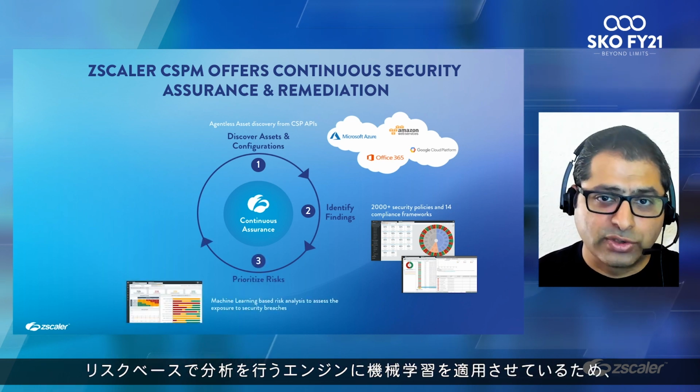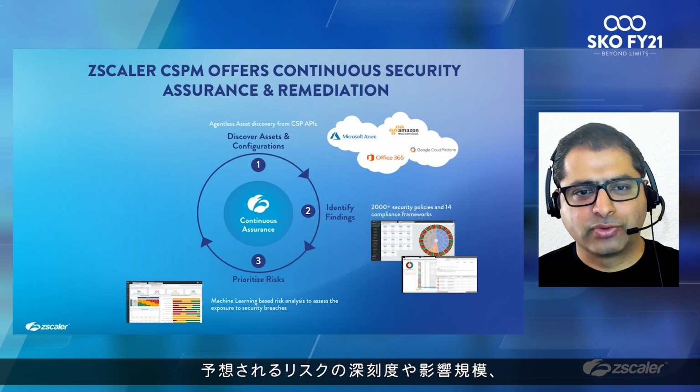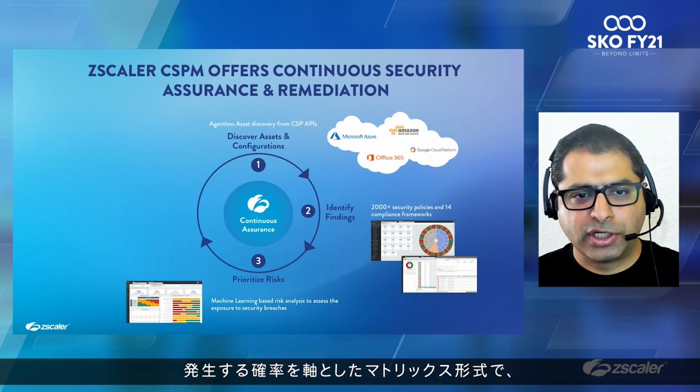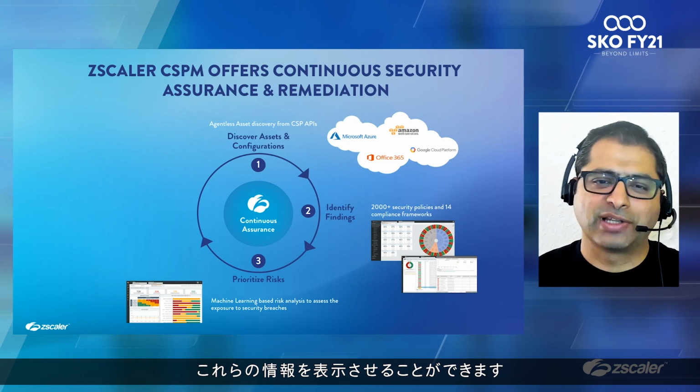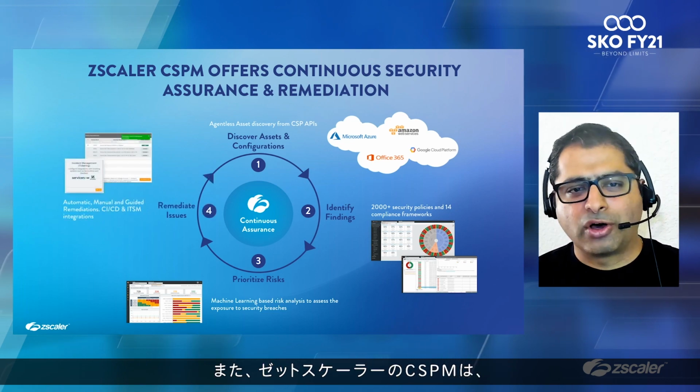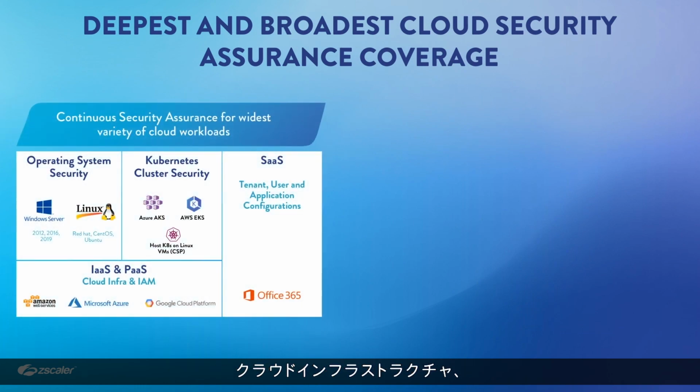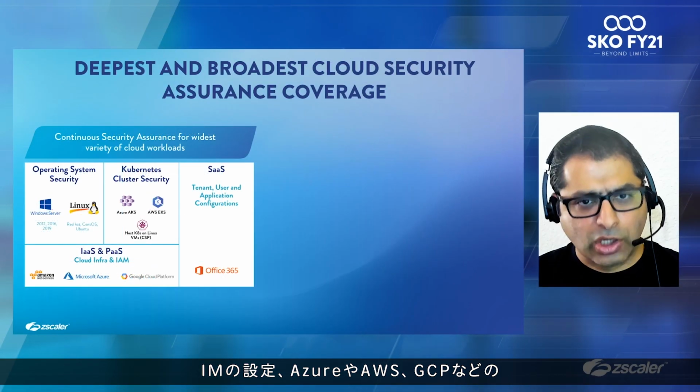In fact, the product goes ahead to prioritize these findings through a machine learning risk-based analysis engine, presenting information in a matrix of risk impact versus likelihood. And it doesn't stop at this. The product actually goes ahead and fixes the problems through a variety of remediation techniques, ranging from automatic remediation to CI/CD and ticketing integrations.